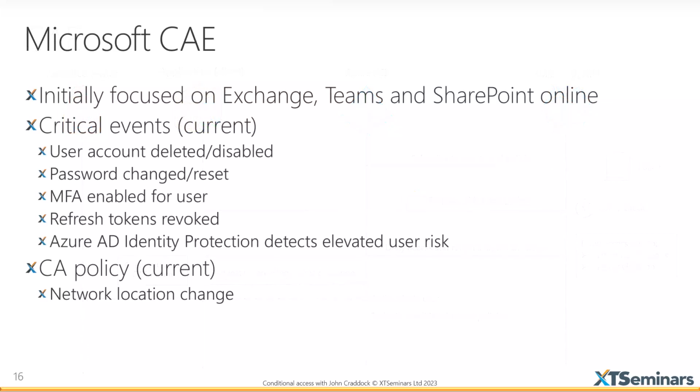It's initially focused on Exchange, Teams, and SharePoint. I'm going to show it to you with Microsoft Graph in a second. Critical events include things like the user account being deleted, being disabled, password change, password reset, MFA enabled for the user, refresh tokens revoked, and also Azure AD Identity Protection detecting an elevated user risk. That would cause this claims challenge to be presented. And in terms of CA policy, a network location change would, again, cause the claims challenge.